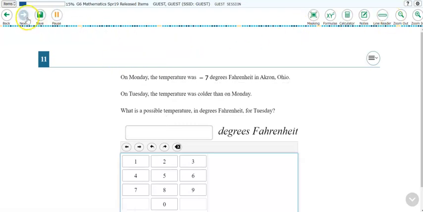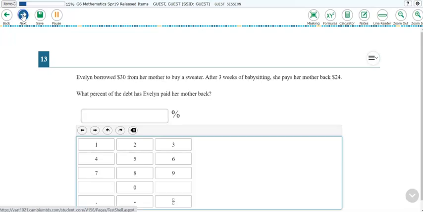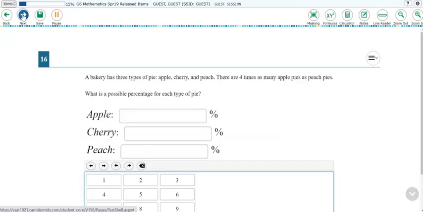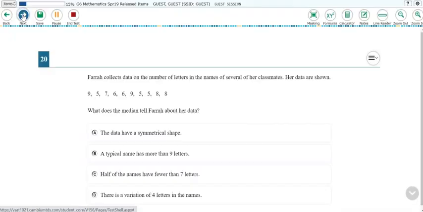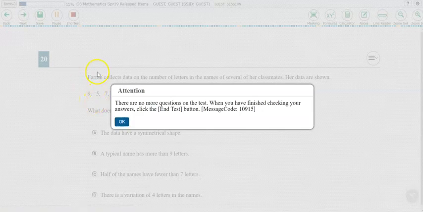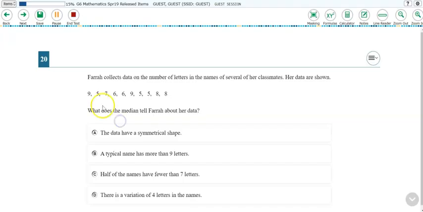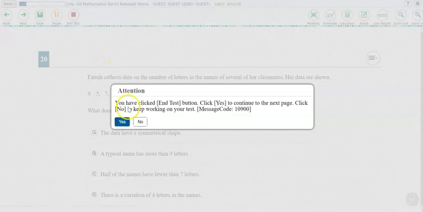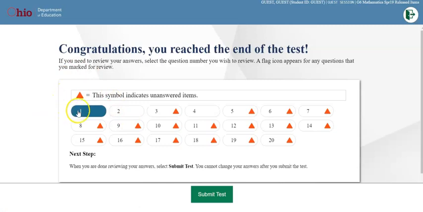All right, and then at that point, you can kind of go through and you can see the rest of the questions. I'm just going to click on to the very, very end. Number 20 is the last one. At that point, you just click on OK. You can click on End Test. Okay, it says yes, you want to check these. It shows you at this point what you did and didn't do. So all the ones that have the red triangles, you didn't do yet. So you have to go back and answer those.